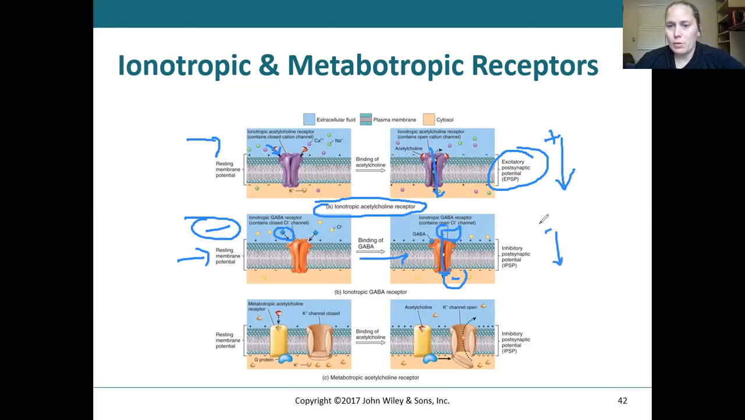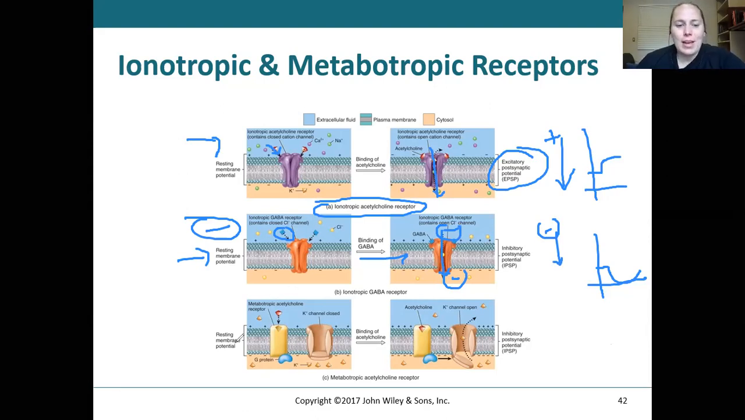So if we are going to draw these on our XY axis, you've got your resting membrane potential. This is becoming more positive. And again you've got your resting membrane potential, and you're becoming more negative. This is an excitatory postsynaptic potential that is depolarizing. This is an inhibitory postsynaptic potential that is hyperpolarizing. We're not doing enough new vernacular.